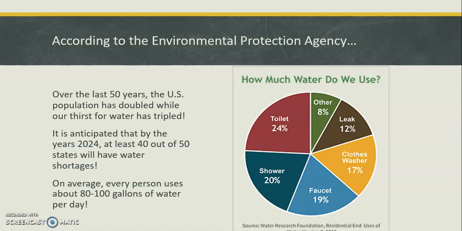If you look to the right, you'll see our pie chart from the EPA that shows how much water we use and where we're using it. 24% of the water used daily is from toilets. 20% is from showers. 19% are from faucets like sinks when washing your hands or the dishes. 17% are from clothes washers. 12% are from water leaks, and 8% are other.